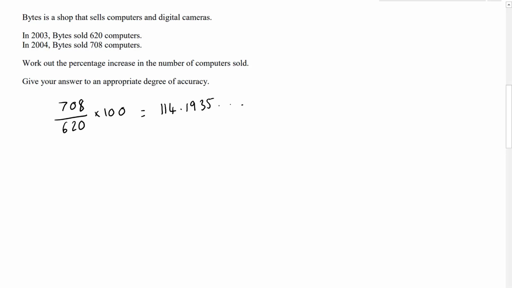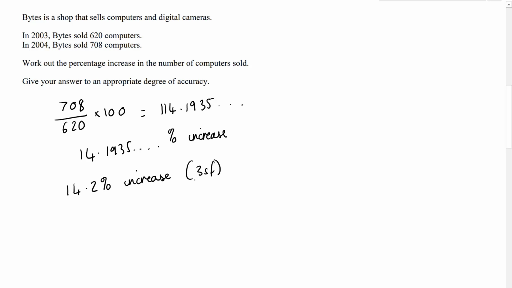But what this means is that this 708 is 114% of 620, meaning that this is actually only a 14.1935 and so on percent increase. And to an appropriate degree of accuracy, we want to see that these are to 3 significant figures. So we want to make this to 3 significant figures. So we're going to say this was a 14.2% increase to 3 significant figures. And that would be your answer for this question.